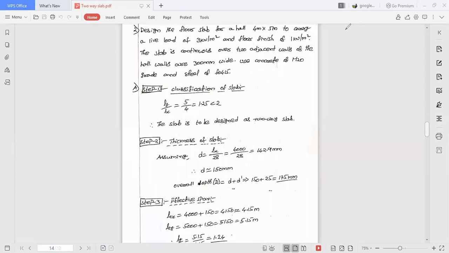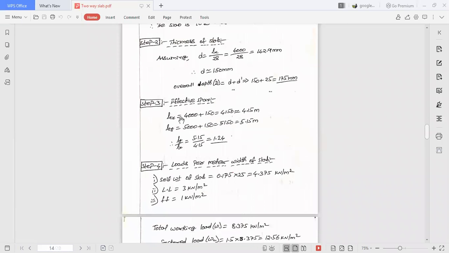Okay, next. Third step, effective span along x direction and along y direction. What is the formula? Clear span plus small d. Clear span is 4000 given in the question, and 150 is small d, which is equal to 4.15 meter. In the same way, along y direction, 5000 plus 150, which is 5.15 meter. Okay, and after knowing effective spans, let us calculate the final value of Ly by Lx, which is 1.24. Now why this value is important? Only based on this you will get alpha x positive, alpha x negative, alpha y positive, alpha y negative. All these things you will get based on this value only.